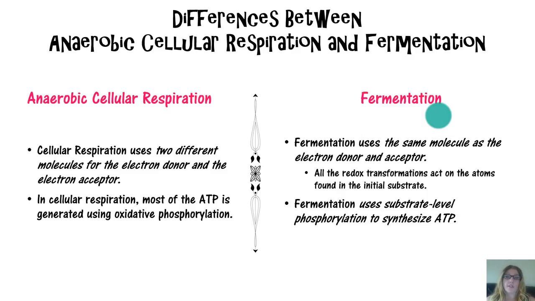So let's compare and contrast anaerobic cellular respiration and fermentation. Cellular respiration uses two different molecules for the electron donor and the electron acceptor, whereas fermentation uses the same molecule as the electron donor and the electron acceptor. So all the redox transformations act on atoms found in the initial substrate. In anaerobic cellular respiration, most of the ATP is generated using oxidative phosphorylation, that's in the electron transport chain. Fermentation only uses substrate level phosphorylation, which is during glycolysis, to synthesize ATP.